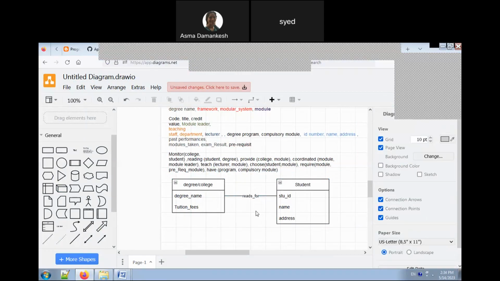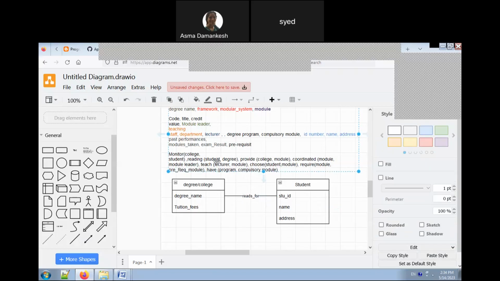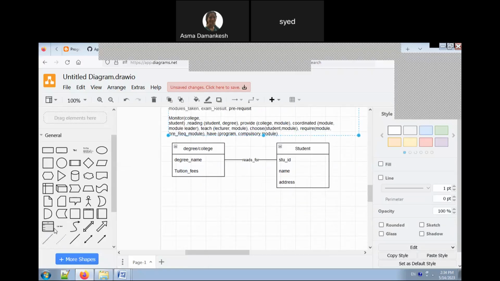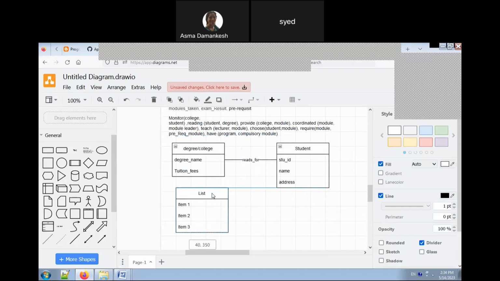Okay, so this is the first relation we created based on this. Now, since I said college and degree are the same, I'm going to convert the college into degree and say degree is providing a module. So we put the module here.